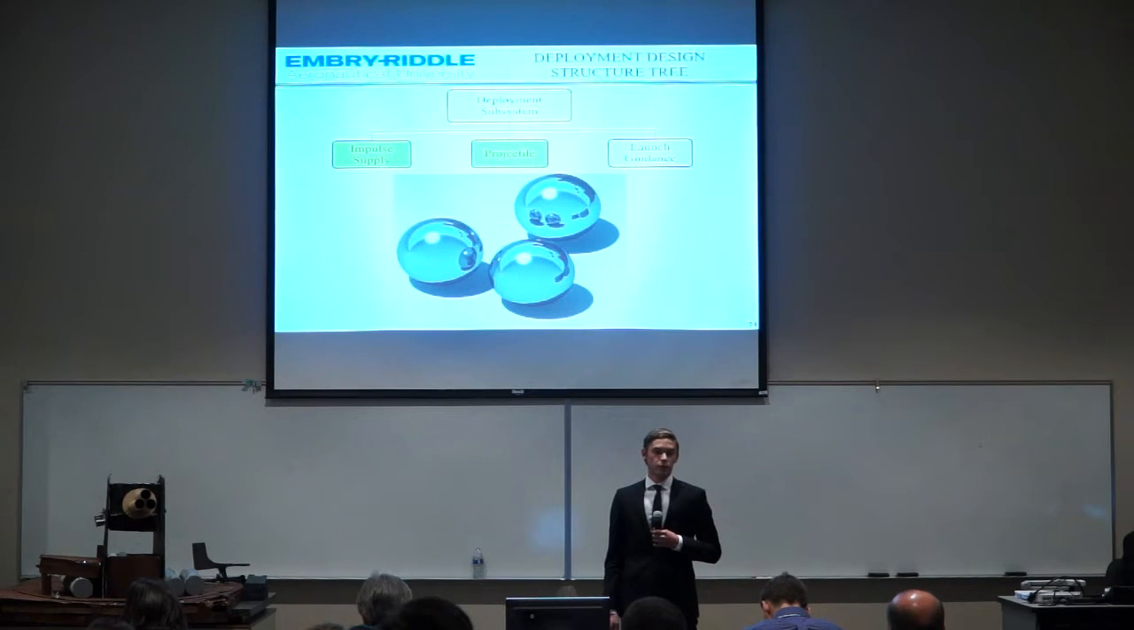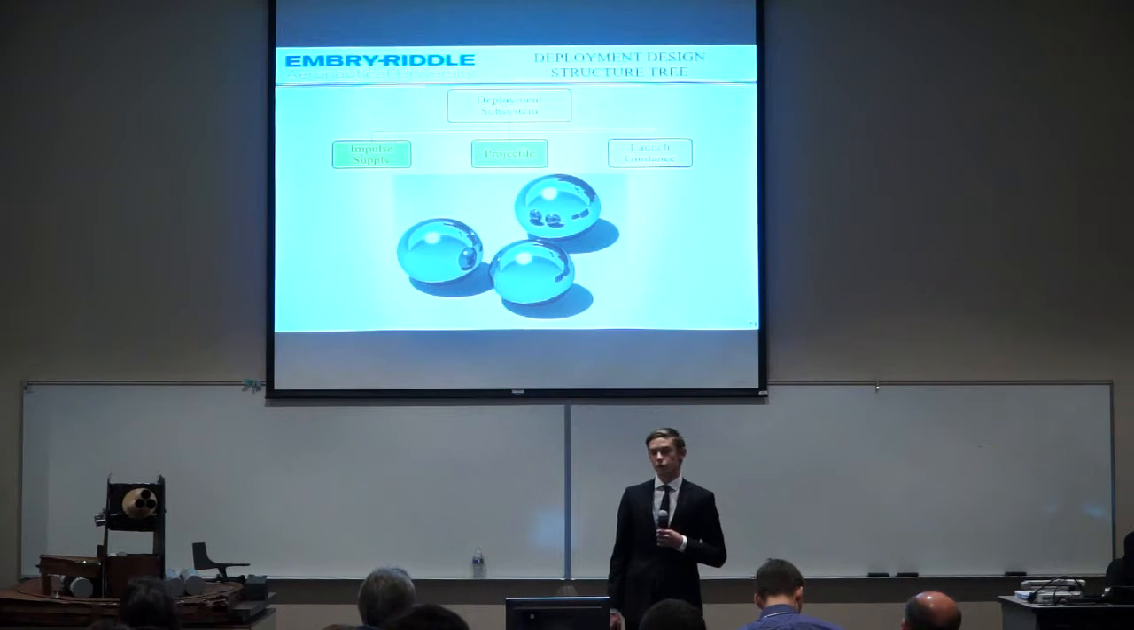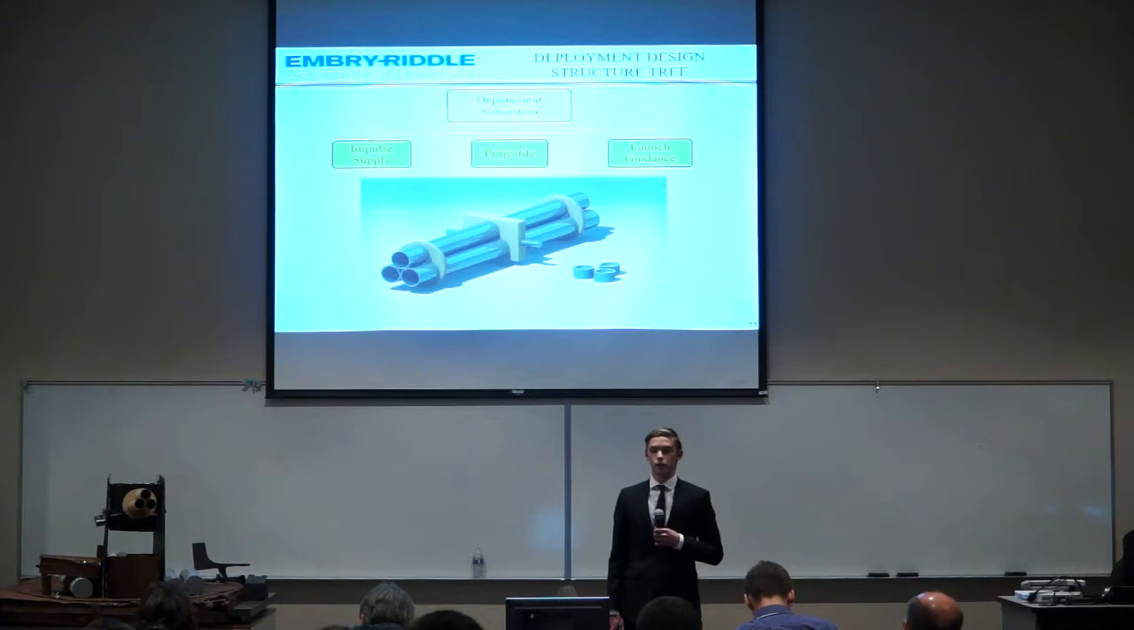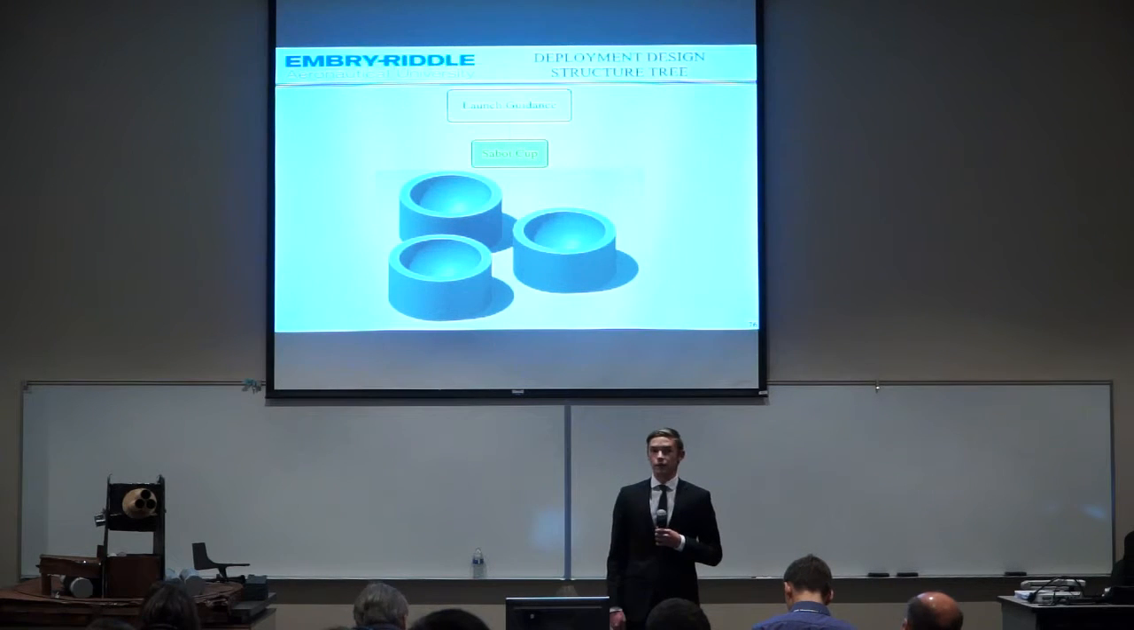The next component in the deployment subsystem is the projectile component. This is a metal sphere, 5 centimeters in diameter. It's a low-carbon steel. The purpose of this is to protect the electronics payload so that it can record and store data throughout the entire mission. And the last component is the launch guidance component. It is composed of 3 low-carbon steel barrels. They're 3 feet long, and they're about 2.5 inches inner diameter. And it only has one element, and that's the sabot cup.